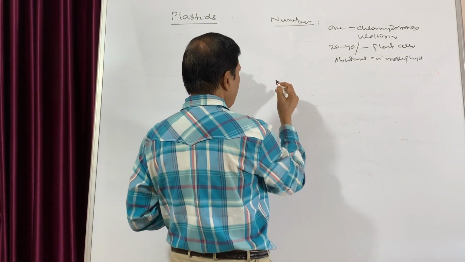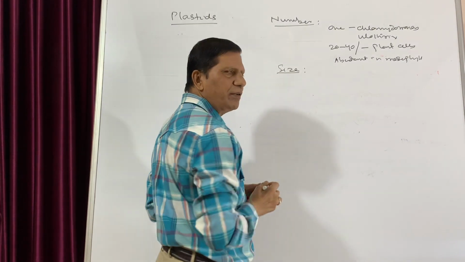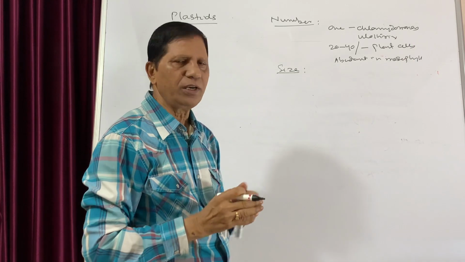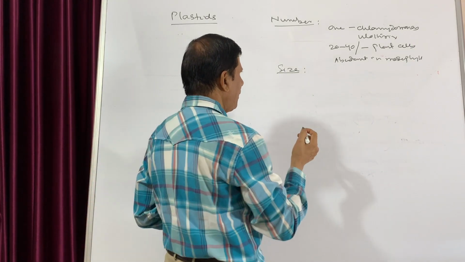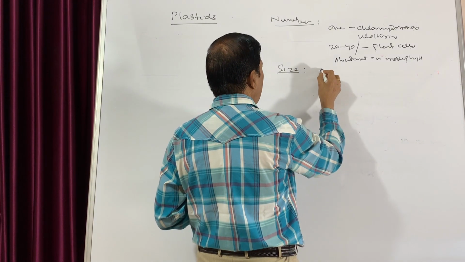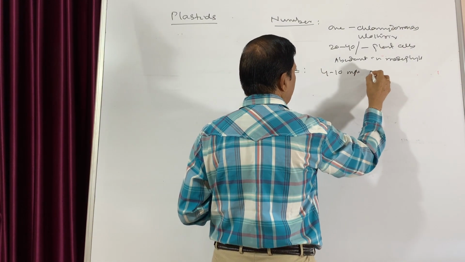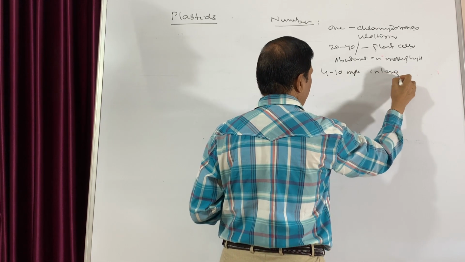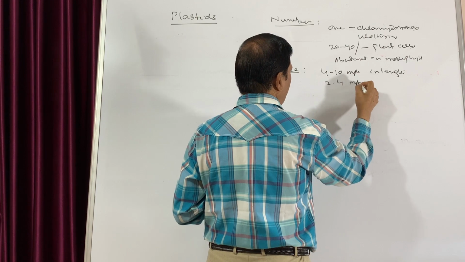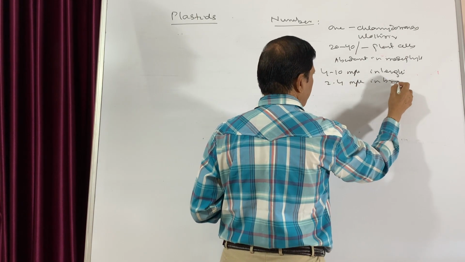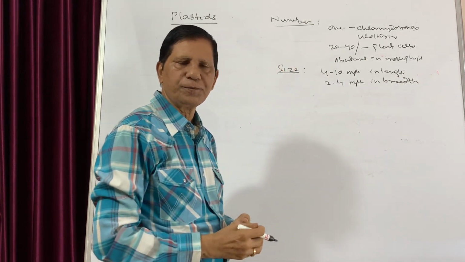Now next, if we come to the size, what is the size of the chloroplast? This is mostly in case of the higher plants. In higher plants, usually they are 4 to 10 micrometers in length and 2 to 4 micrometers in breadth. This is the common one in case of all higher plants.